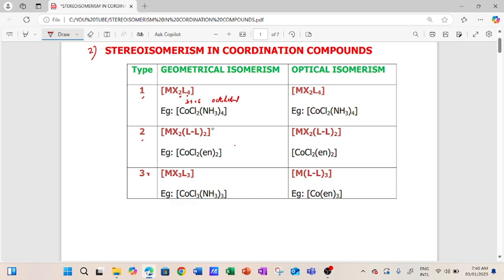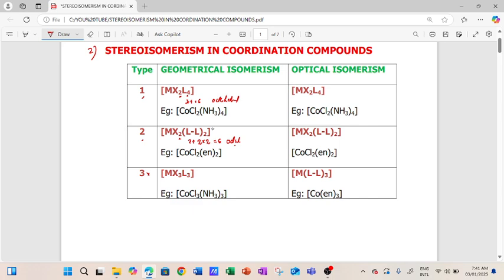In optical isomerism, the same type MX2L4 exists. The second type is MX2(LL) twice, where X is 2 in number and LL represents a didentate ligand. One didentate ligand has two donor atoms, so 2 into 2 LL, plus the two X, gives a total of 6. This is also octahedral geometry, and the same applies in optical isomerism as well.